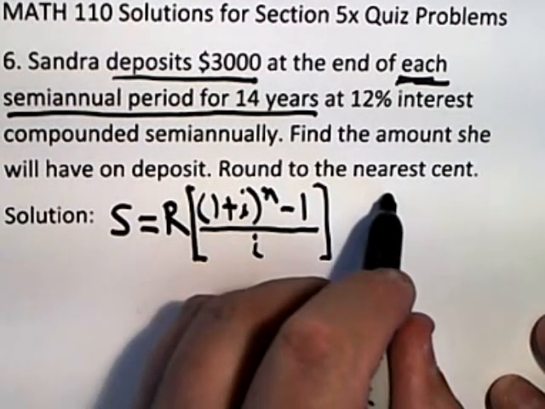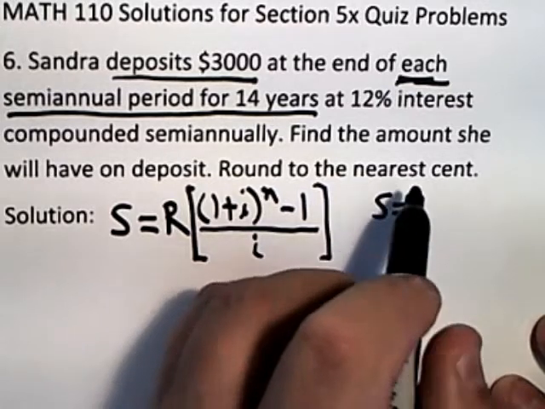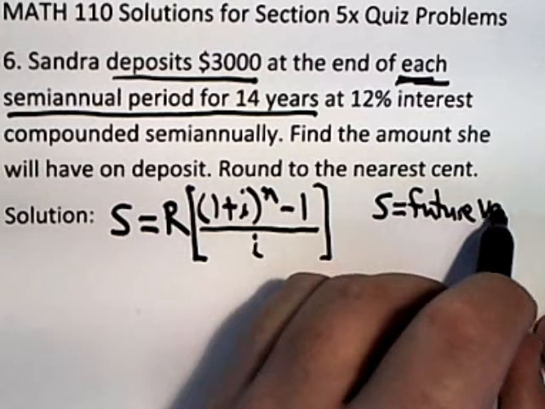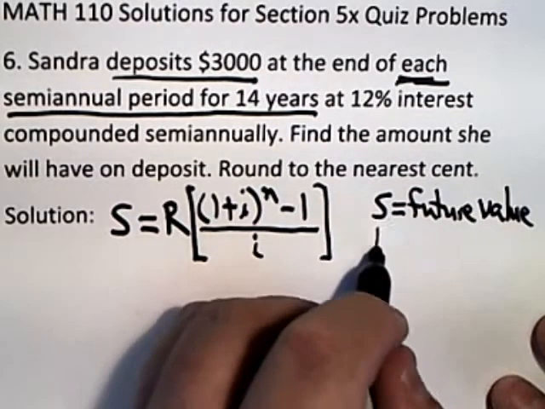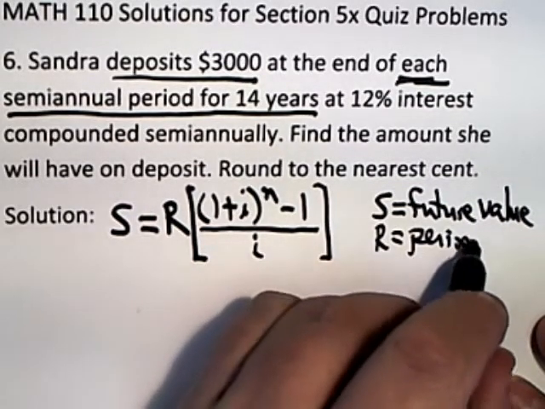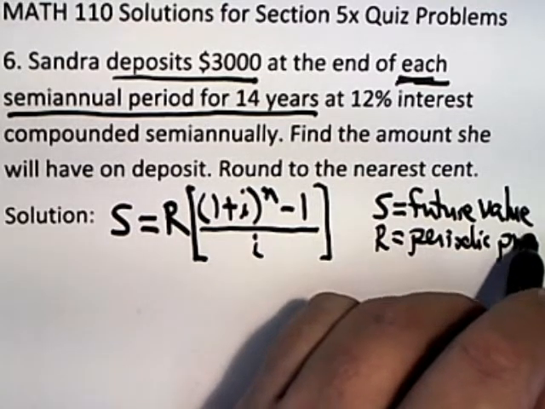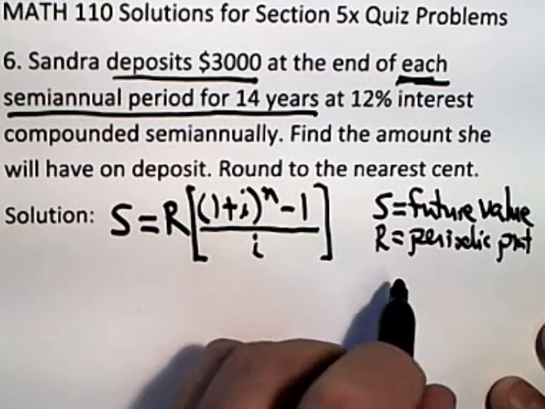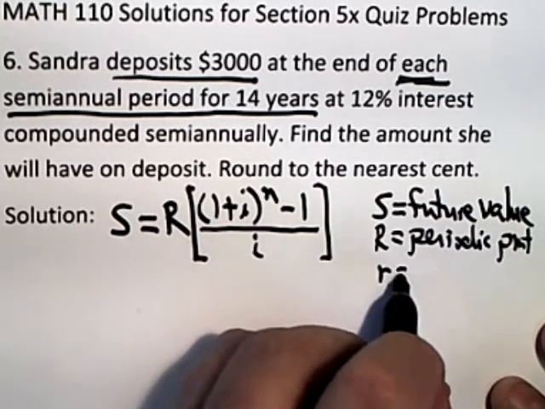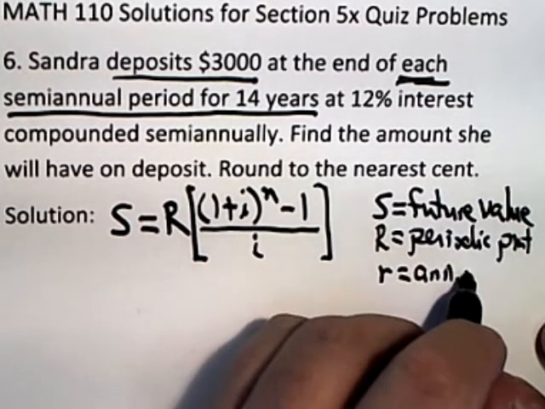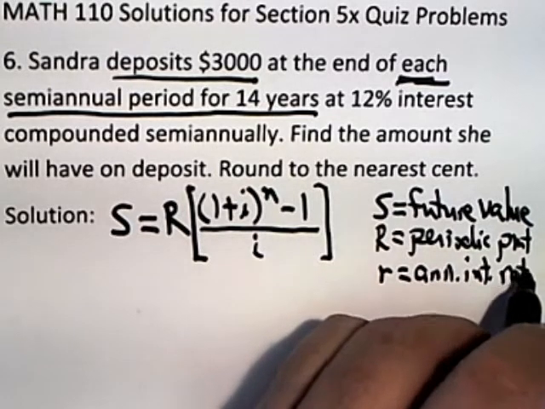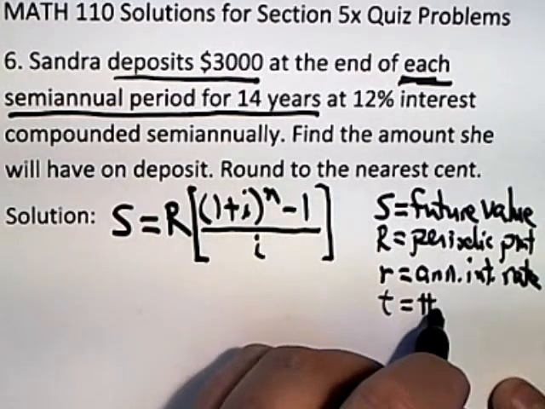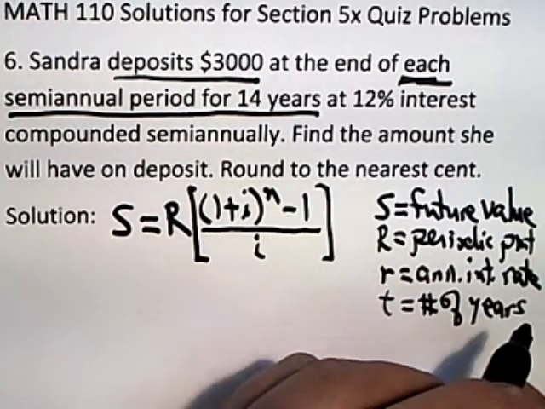Just to be complete, I'll write down what all these things are. S is the future value of the annuity. Capital R is the periodic payment. Little r is the annual interest rate. T is the number of years, or the time in years, if you'd rather say it that way.